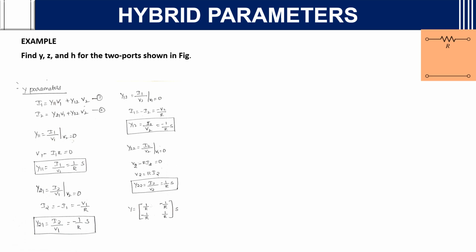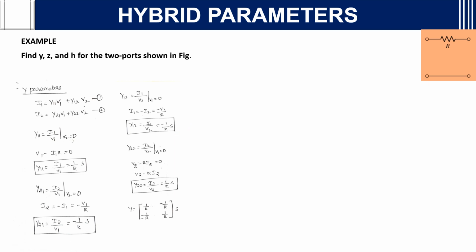Then Y12 is equal to I1 by V2, and V1 will become 0 now. So V1 equal to 0 means what? We are shorting the V1 side. When you are shorting the V1 side, then again if you see, I1 is equal to minus I2. So minus V2 by R. Again it is minus 1 by R siemens.